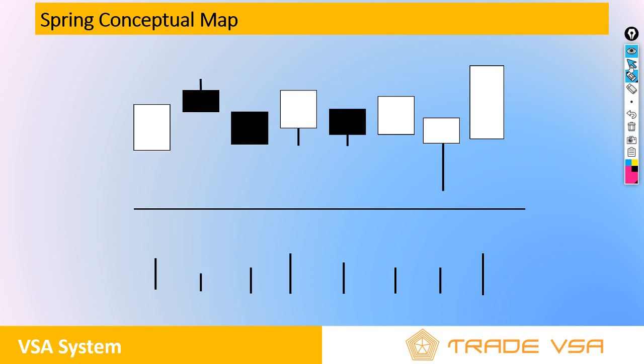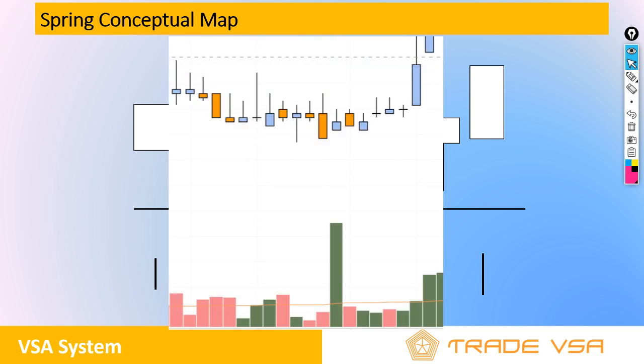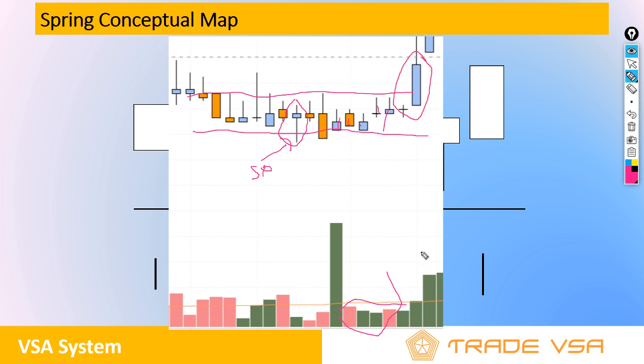Here's an example. I'm using a real chart to illustrate. Again, this is the accumulation, and here is the spring bar. This spring drops below this support level and flushes out all the weak holders. Then it tests again with a narrow bar and lower volume, tests again with a narrow bar, and finally confirms with an up bar with higher volume.